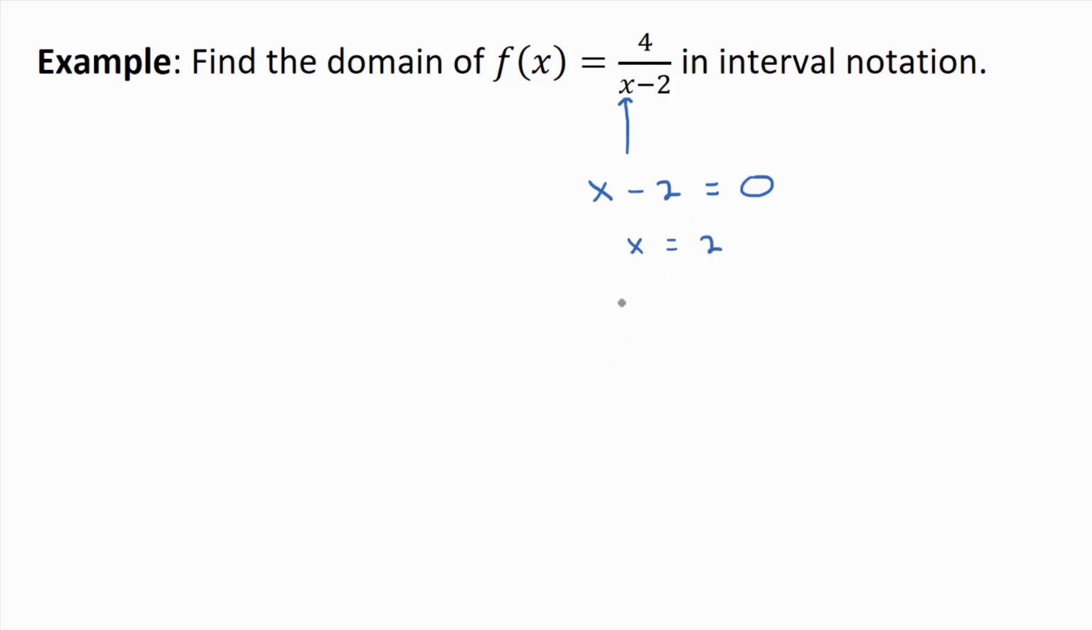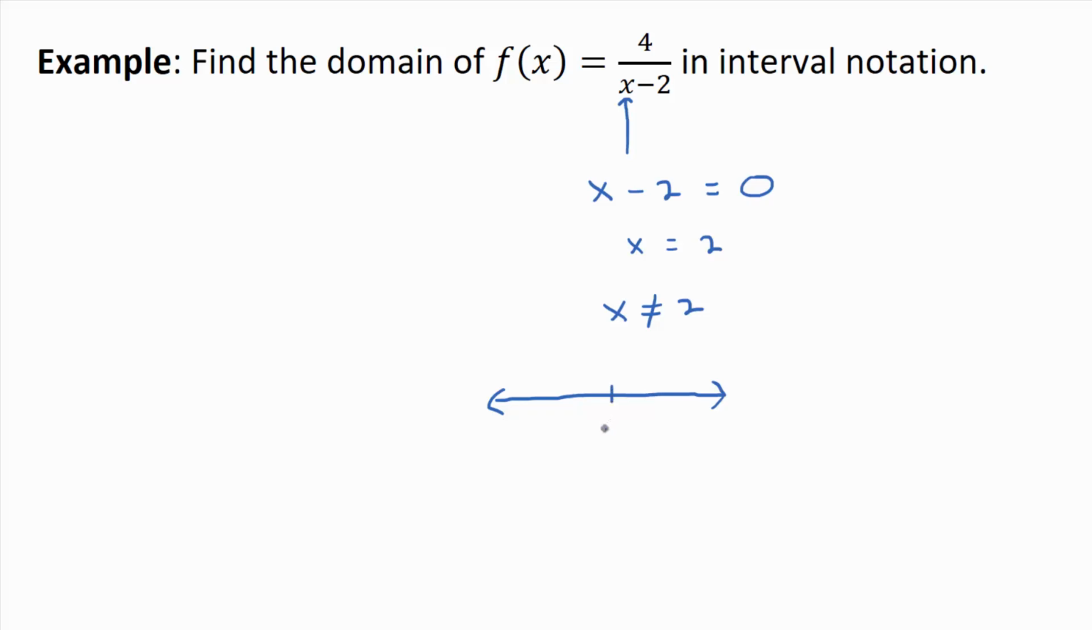So the domain would be the set of all x except the value x equals 2. X does not equal 2. But how do we write that in interval notation? Well, if ever you're confused about how to write something in interval notation, make a number line graph. In this case, let's restrict the value of 2.